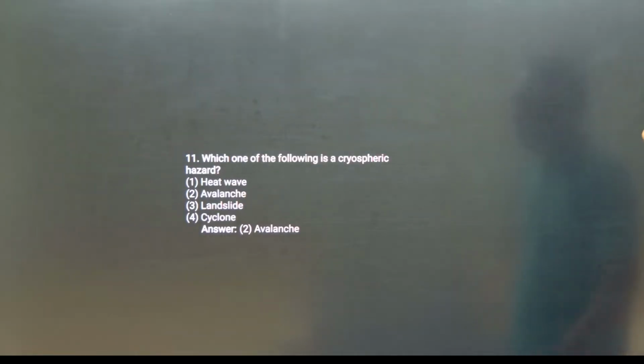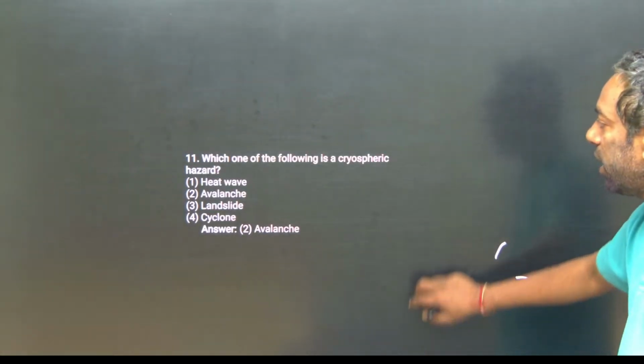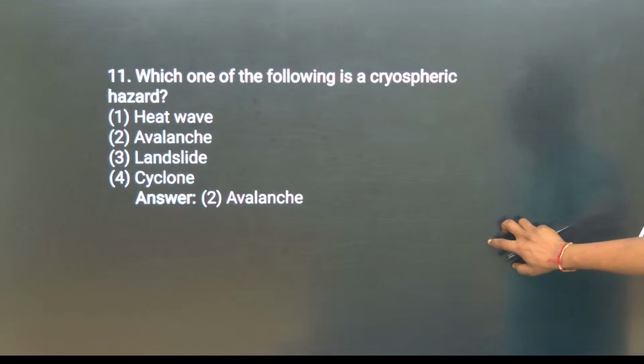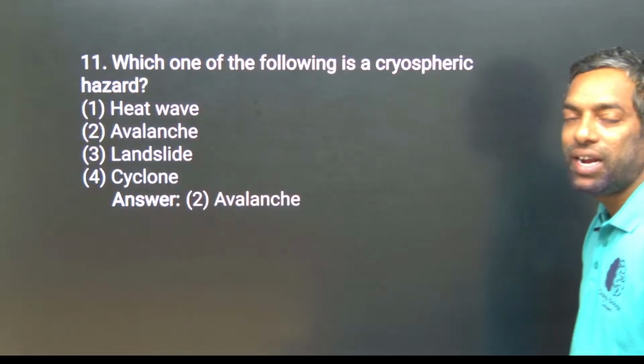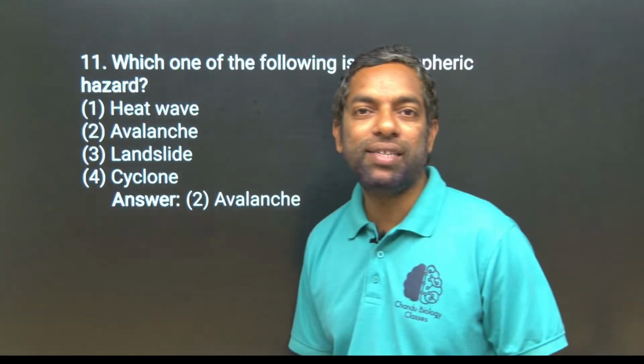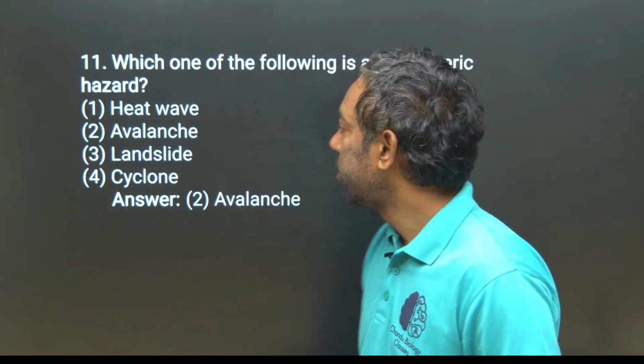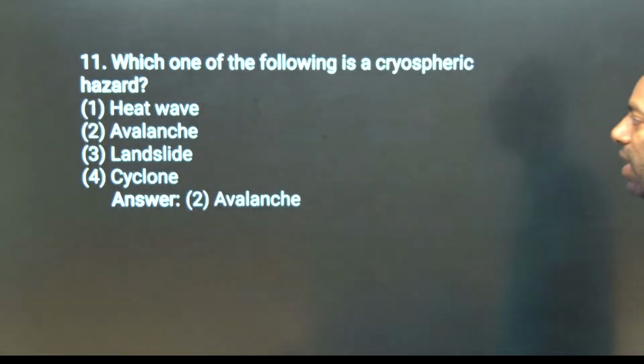Which one of the following is a cryospheric hazard? Avalanche. Cryo refers to cold and snow. Avalanches are snow hazards.